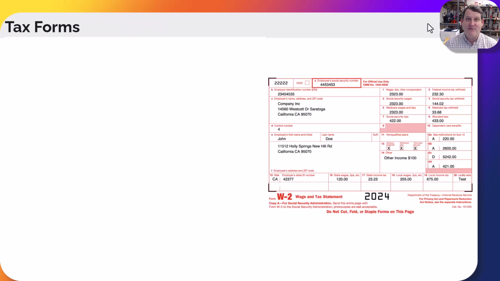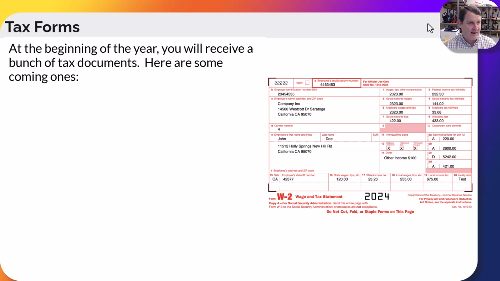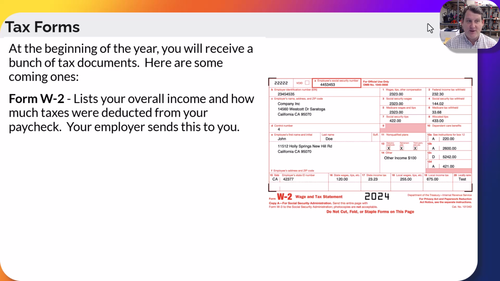All right, tax forms. This is where it gets really exciting. At the beginning of the year, you're going to receive a bunch of tax forms from a bunch of different places. The most important one is this one. It's called the W-2. If you say W-2 to an adult, every adult knows what a W-2 is. It's weird, but it's true. Try it in your life.